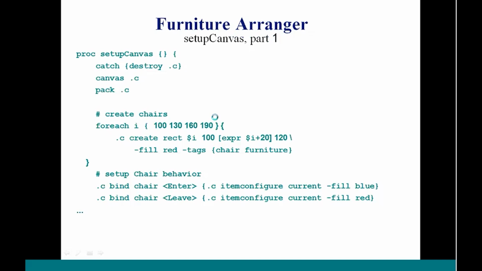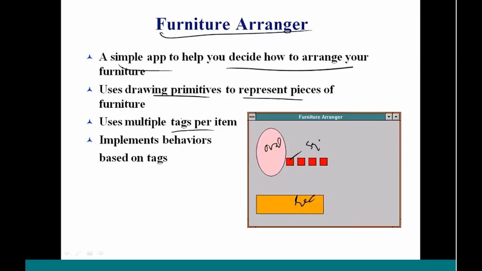So we define some procedures up front. Here is a procedure called setup canvas. Essentially we first erase everything, all the window attributes, and then we build the canvas. This is the create canvas command where we create the canvas, the widget is .c, and then we say the pack command, and then we create those chairs. Those are the small squares here. So we create them.